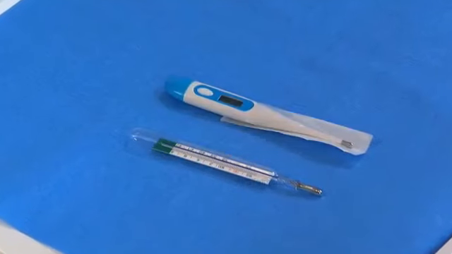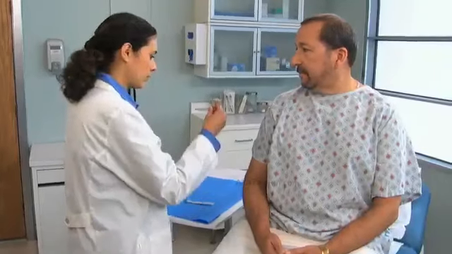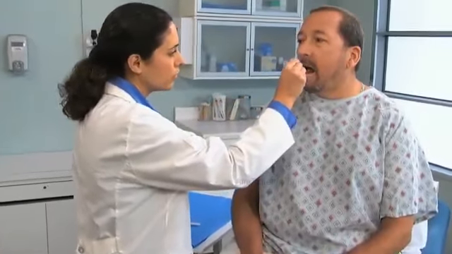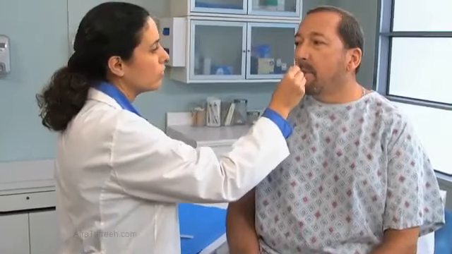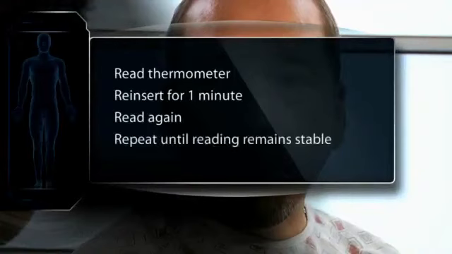For oral temperatures, choose either a glass or electronic thermometer. When using a glass thermometer, shake the thermometer down to 35 degrees Celsius or 96 degrees Fahrenheit or below. Then insert it under the tongue, instruct the patient to close both lips, and wait 3 to 5 minutes. Then read the thermometer, reinsert it for 1 minute, and read it again.